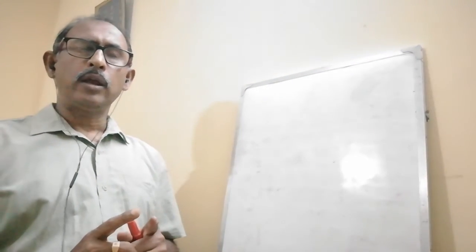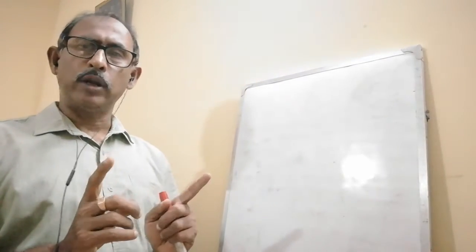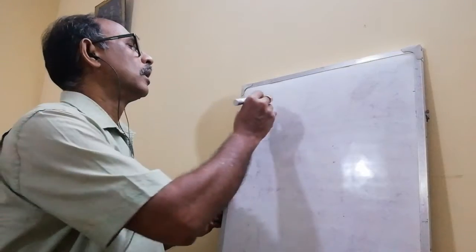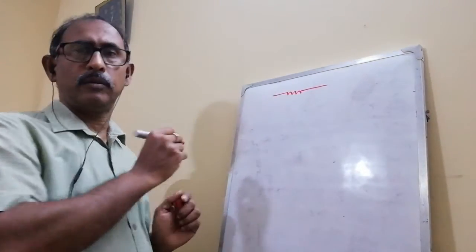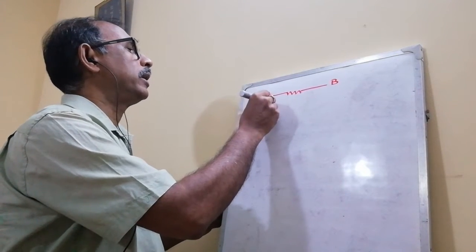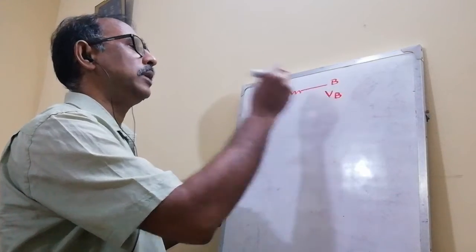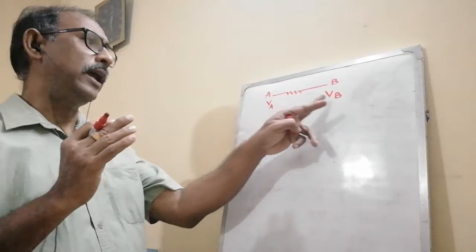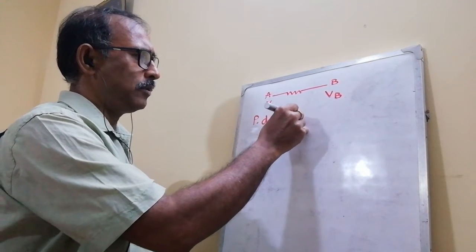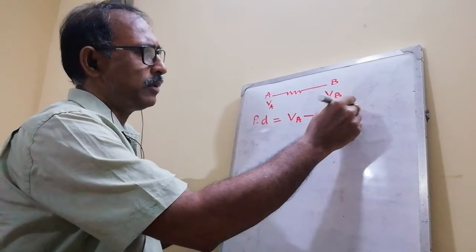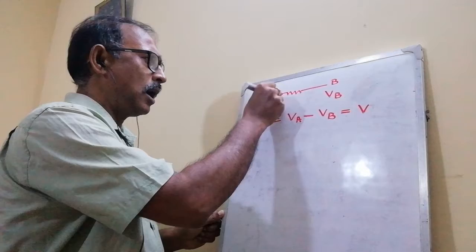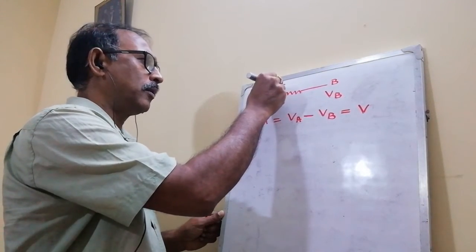We know that when a potential difference is present between the two ends of a conductor, then current flows through the conductor. Say it is a conductor named AB. The potential of point A is VA and the potential of point B is VB, and VA is greater than VB. So what will be the potential difference? It will be the higher potential VA minus the lower potential VB. Say its value is V. If this potential difference is maintained, then the current flows from the high potential point A to the low potential point B.